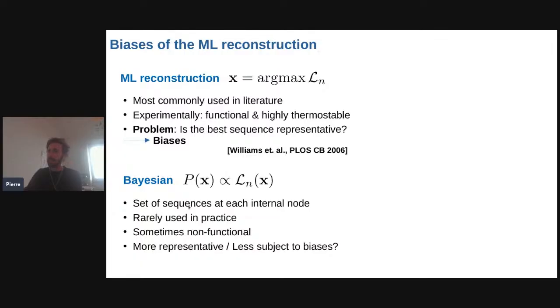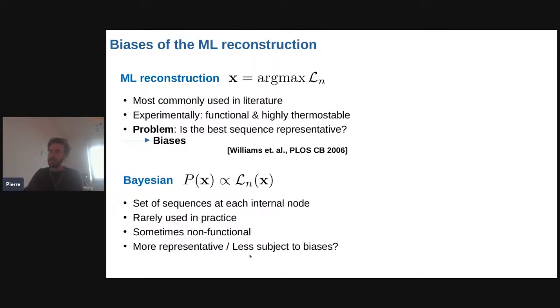The problem is that instead of having one sequence at each internal node, you get a set of sequences at each internal node. And so obviously, if you want to experimentally test them, it's not as easy. So this is not very often used in practice. And it turns out that sometimes you get functional sequences, but in some cases, you get sequences that are not functional at all when you do this. So it kind of depends.